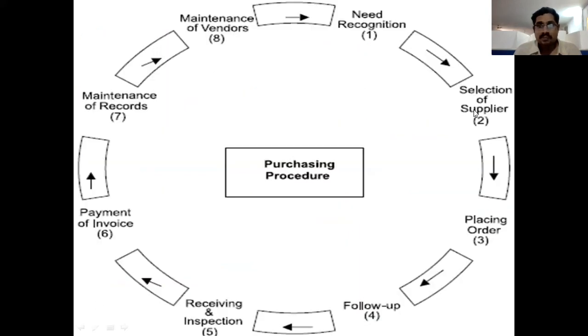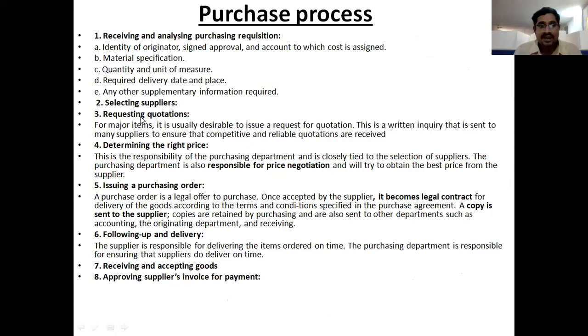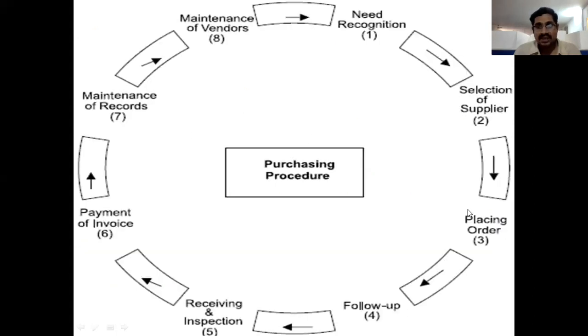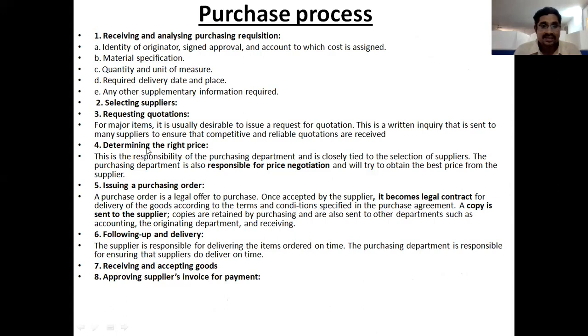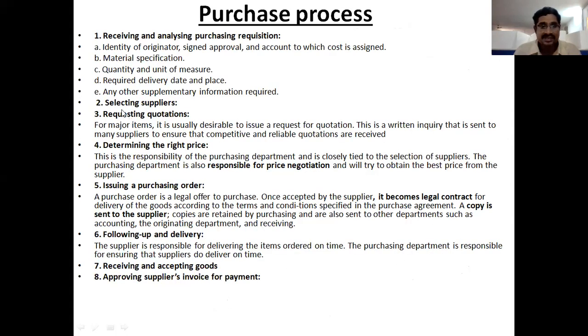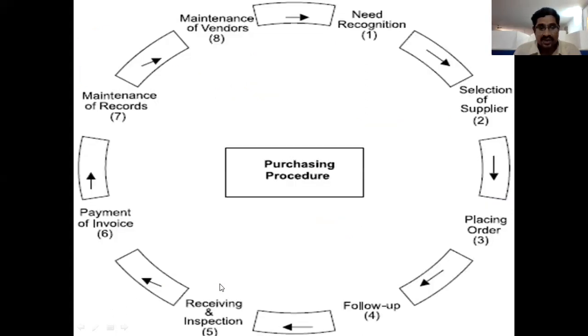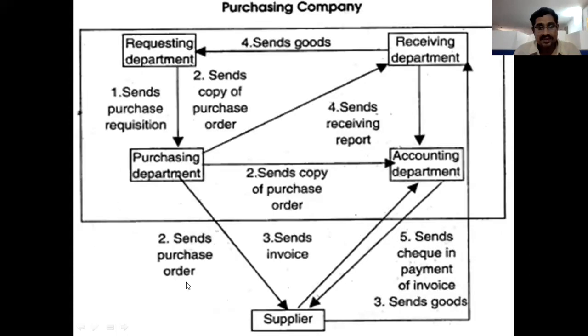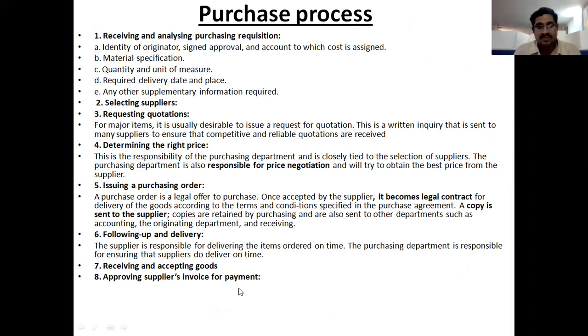Next, this point appears here: select the suppliers and put the order. Putting the order means requesting quotations. So placing the order here involves requesting the quotations, determining the right price, and issuing the purchase order. Before giving the order, we need to consider these things: requesting quotations and determining the price. After completion of these two, we give the purchase order, then follow up and delivery, receiving, accepting goods, and approving the supplier invoice for payment. So that is the point here, invoice payment.